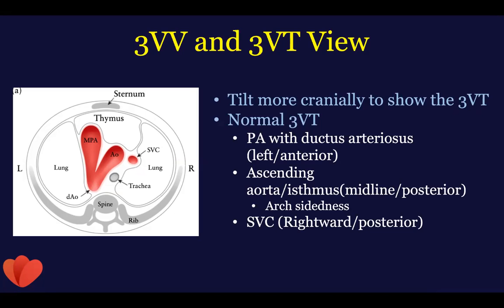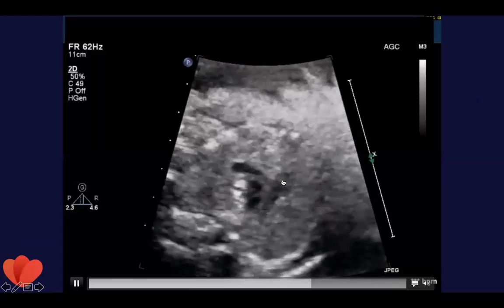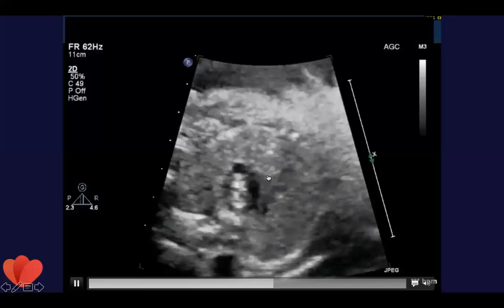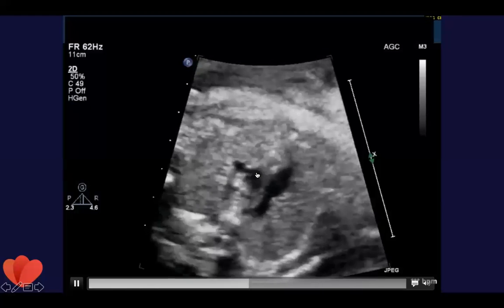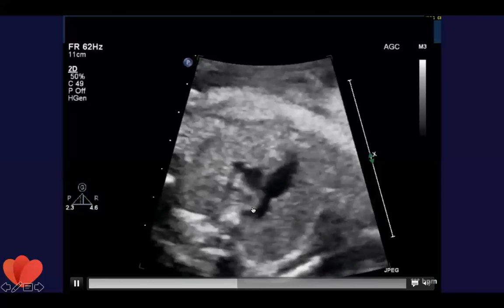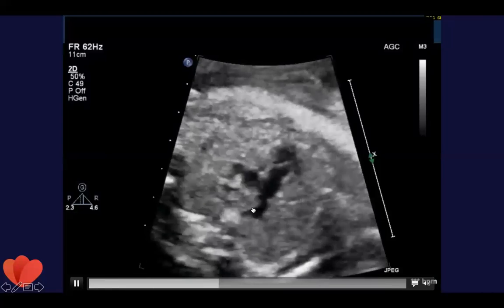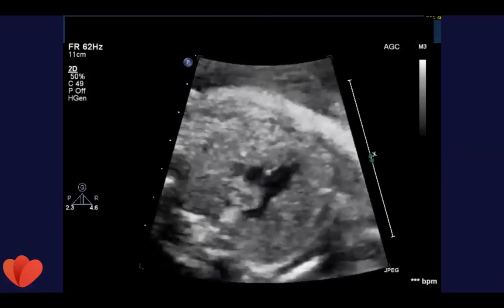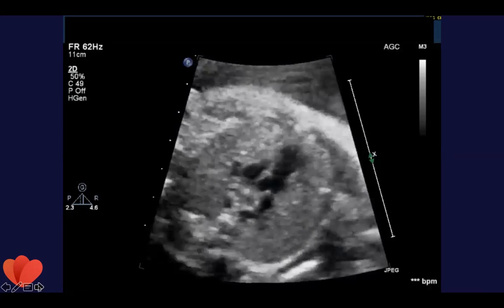So I do this more of a sweep. I think OB and MFM do it more as just a moving clip. So here's an example. This is more of a sweep. You can see that the pulmonary valve is anterior, then the aorta, then the SVC, and you can see that the aorta is to the left of the trachea. So it's the left aortic arch.